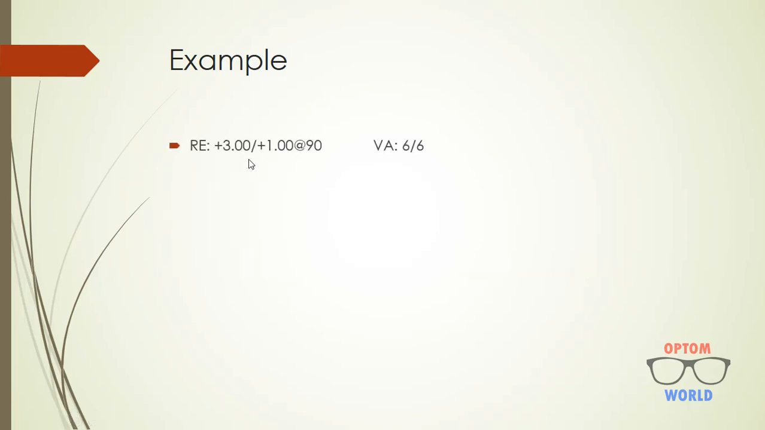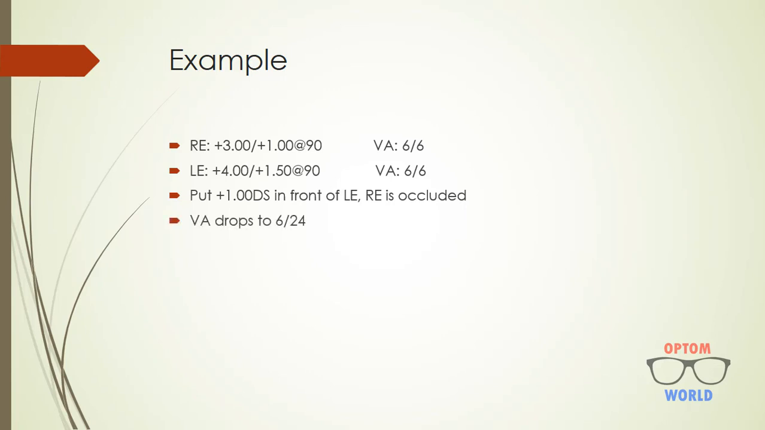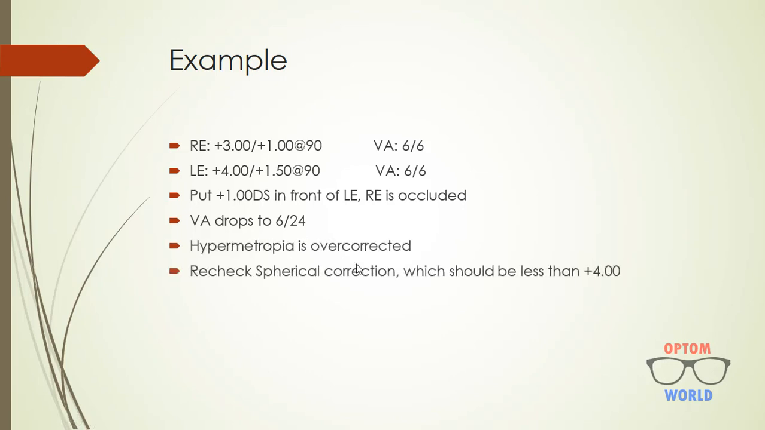Now let us see what happens in his left eye. Again the same procedure. The visual acuity drops to 6/24. It means that hypermetropia is overcorrected in the left eye. And again recheck the spherical correction, which should be less than +4.